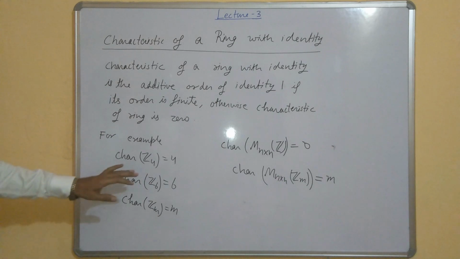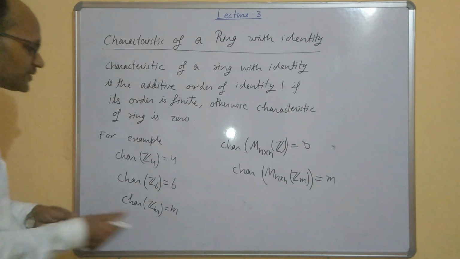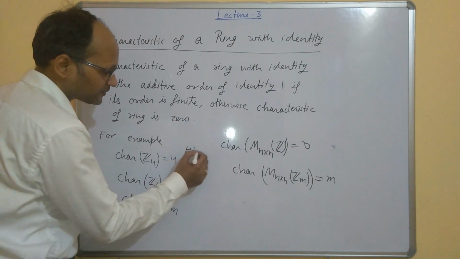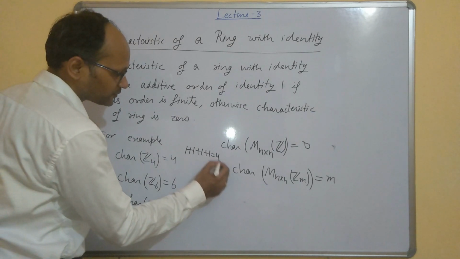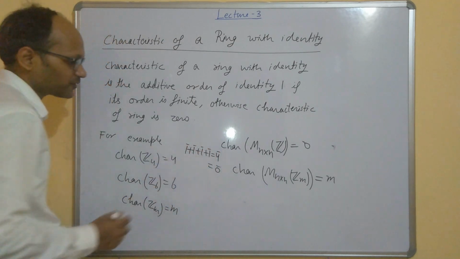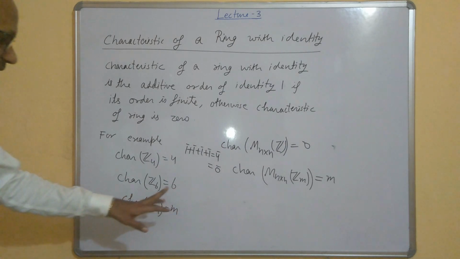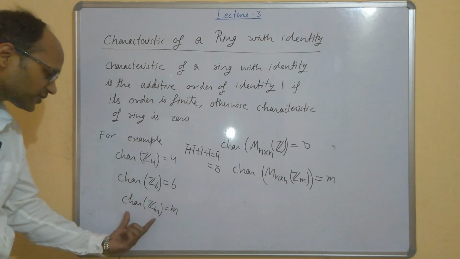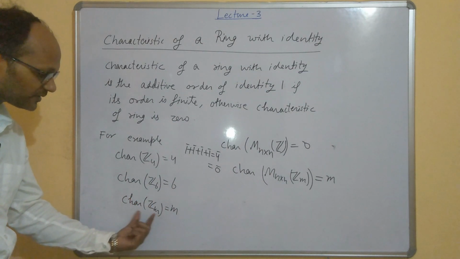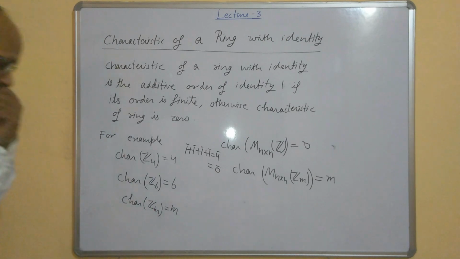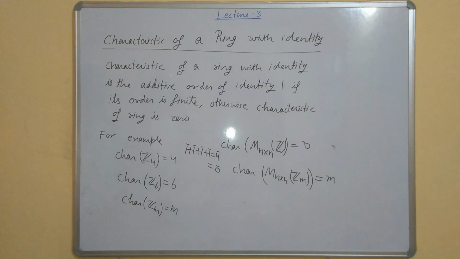For example, the characteristic of the ring Z4 is 4, because 1 plus 1 plus 1 plus 1 is 0 in Z4. Similarly, the characteristic of Z6 is 6. Similarly, the characteristic of Zm is m. Even if m is a prime number, then it will be P. So in general, the characteristic of any Zm will be m.